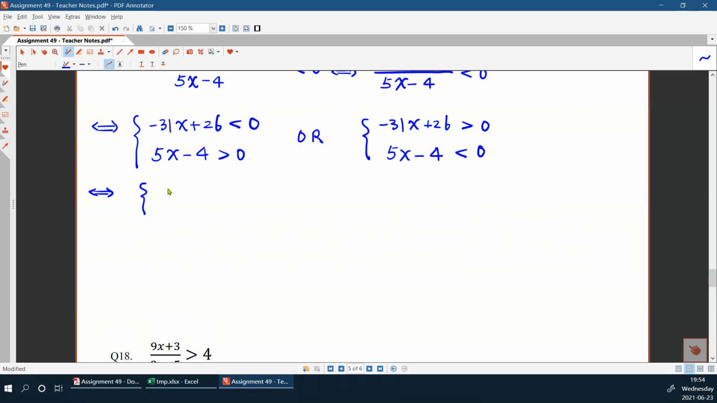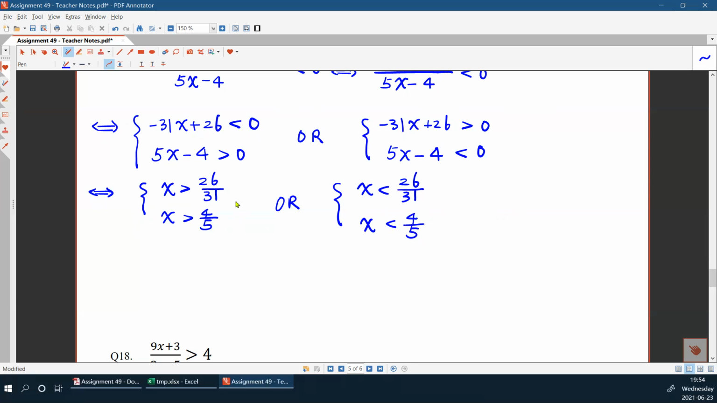First system is x should be larger than 26 over 31. Second, x should be larger than 4 over 5. And then on the next step, we can try to combine this, right? Or we can also have x is smaller than 26 over 31. And x should be smaller than 4 over 5, right?